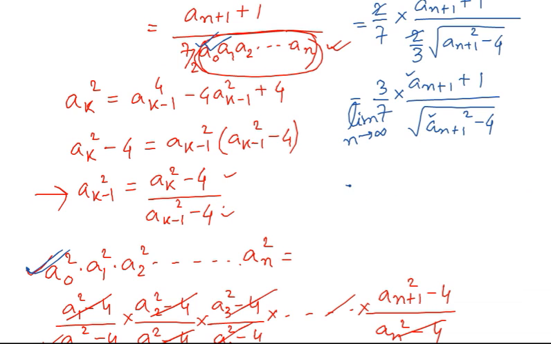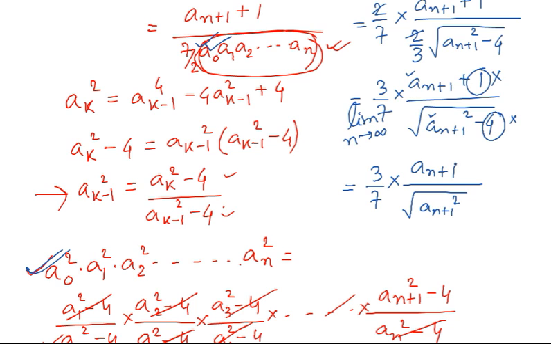So in the very next step we can write it as, when n is tending to infinity, we can safely write it as an plus 1 in the numerator, neglecting the effect of 1, which is very, very small, and in the denominator we can neglect the effect of 4, which will be very, very small, and the denominator is going to be root over an plus 1 square. So ultimately in the limiting sense they will be cancelled out to give us the final answer, that is 3 by 7.